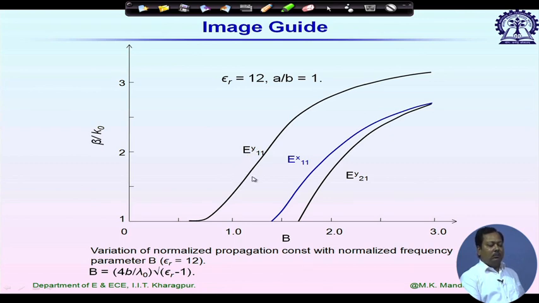EY11. So it shows the importance of the beta by k naught plot. So from this we can see what is the cutoff frequency of this mode. The second mode that appears for this given image guide is EX11, and you see the second higher order mode for TM is EY21. So for monomode bandwidth, not only for millimeter wave, for any RF applications, we always want to excite any guiding structure only in one mode.